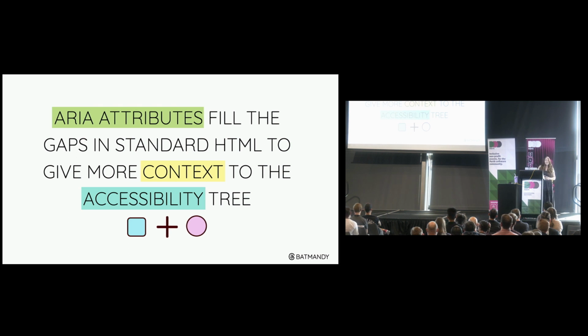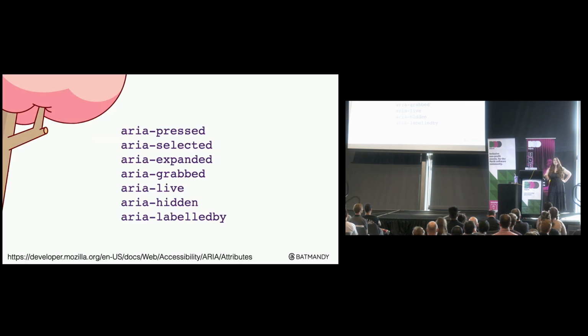ARIA attributes are a really good example of this. The main purpose of ARIA attributes is to fill the gaps in standard HTML so you can give more context to the accessibility tree than HTML would normally provide. And there is a lot to talk about with ARIA attributes. Things like ARIA pressed, selected, expanded, grabbed, do what you might think. They indicate that those actions have occurred on the element. ARIA live indicates that a section is going to be updated. ARIA hidden hides things.